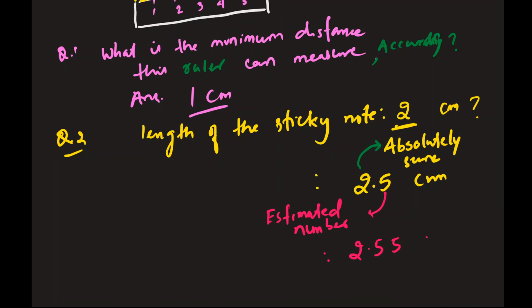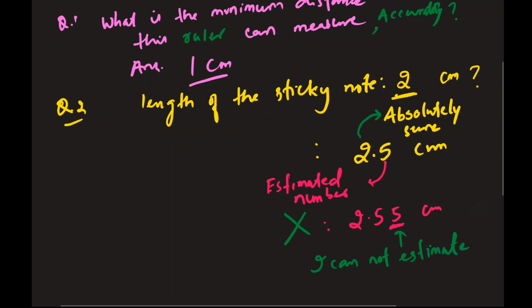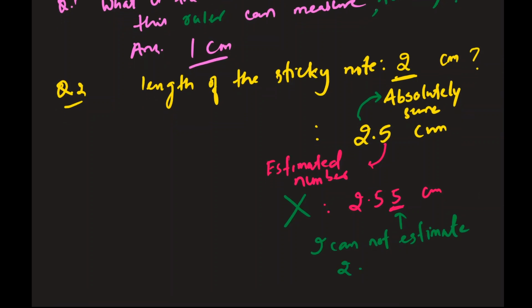If I had said 2.55 centimeters, where would I come up with this second 5? I cannot estimate two extra digits. So this I cannot do. I cannot estimate a second extra digit. Sounds good? So this would be wrong.